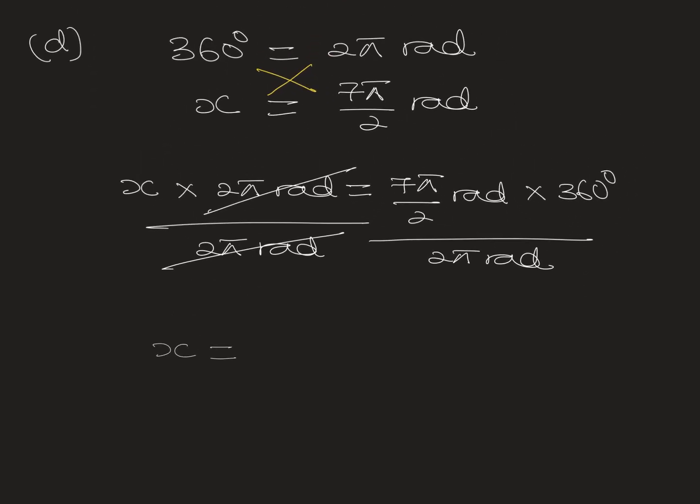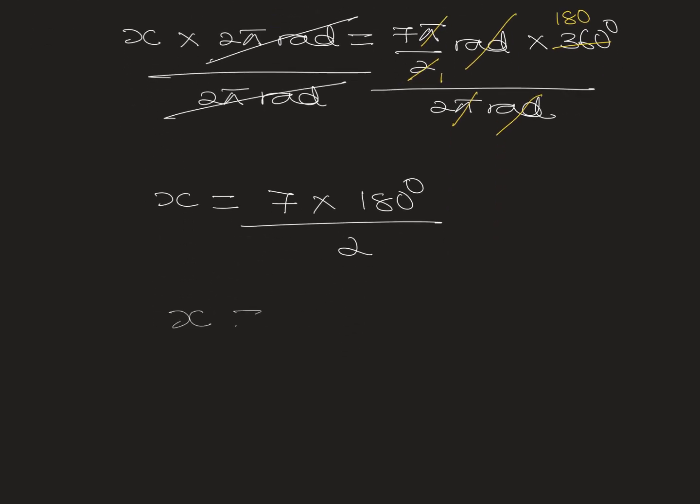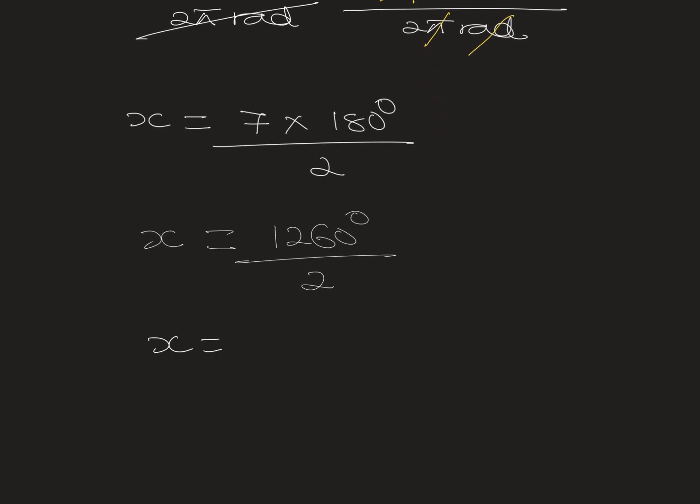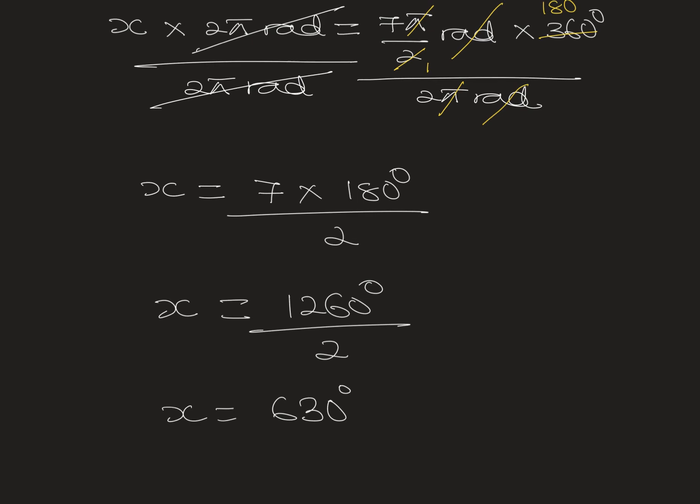X will be equal to pi cancels pi, radians cancels radians. So we can say 2 goes once into 360. That will be 180. So what are we left with? We can say 7 times 180 degrees divided by 2. So that will be x is equal to 7 times 180 is 1260 degrees divided by 2. So what is that? That is going to be 630 degrees, right? Yeah.